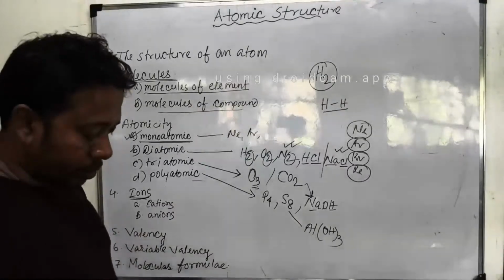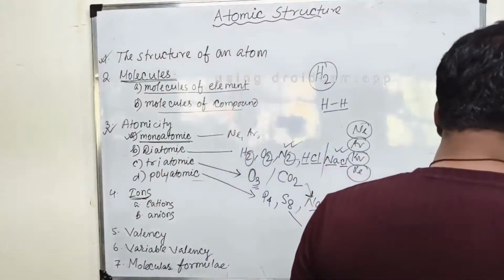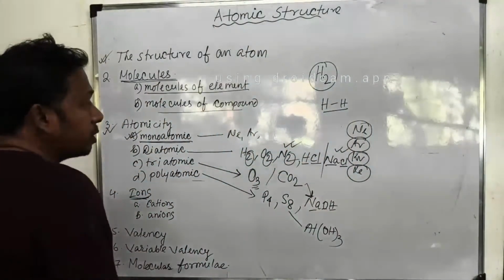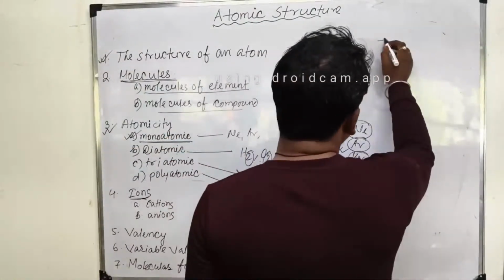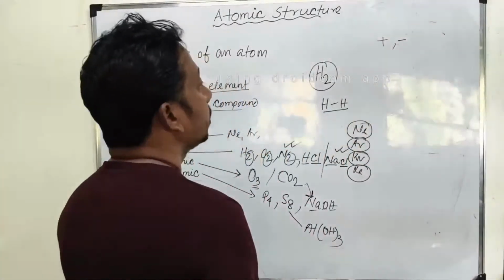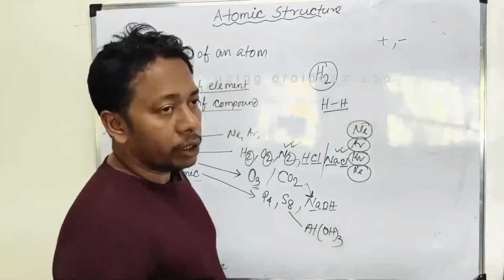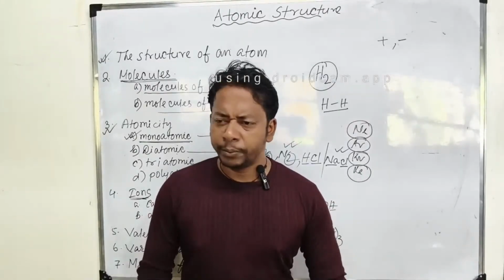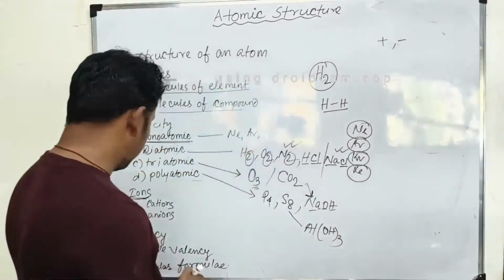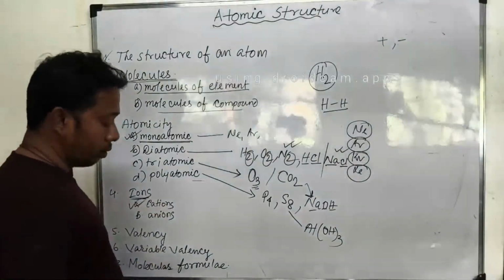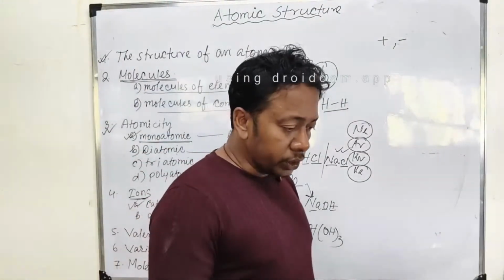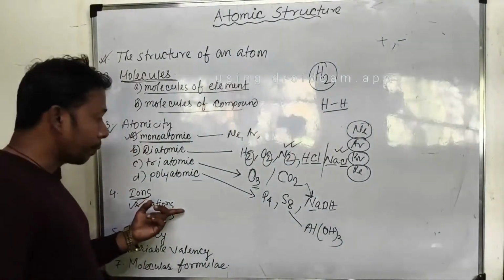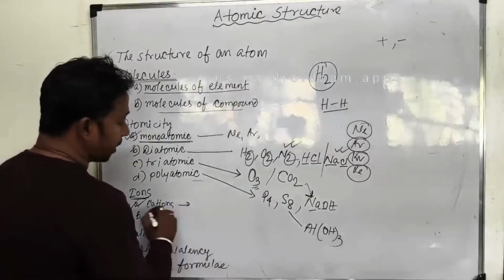Now, ions. What are ions? It is a positively or negatively charged particle, called an ion. When an atom releases its electron, it becomes an ion. To be specific, it becomes a cation. When a metal loses its electron, it becomes a cation, and it converts into a positive particle.